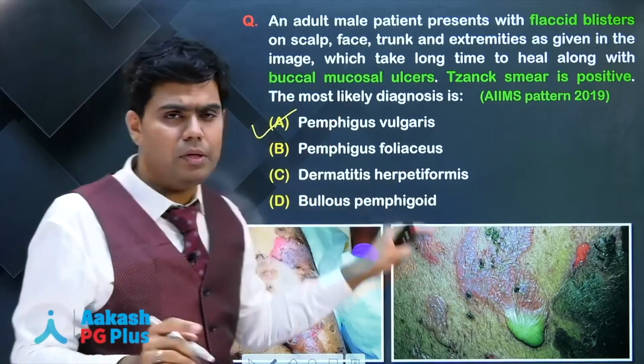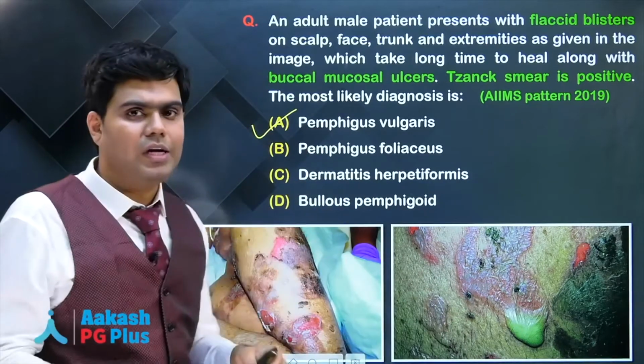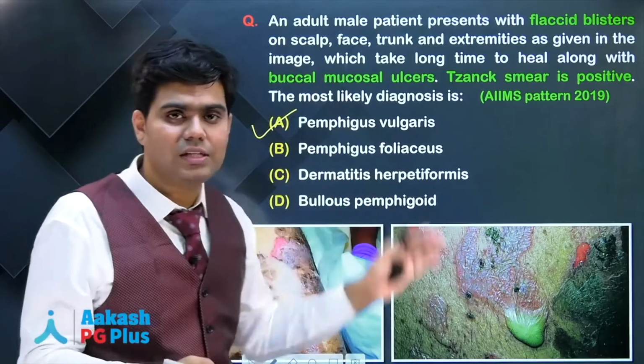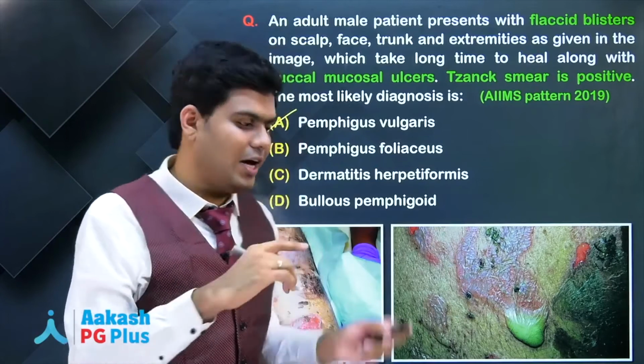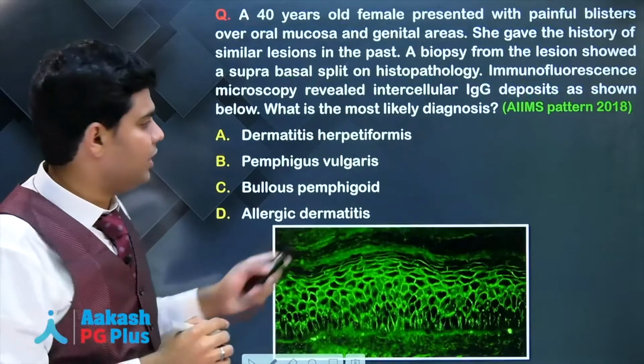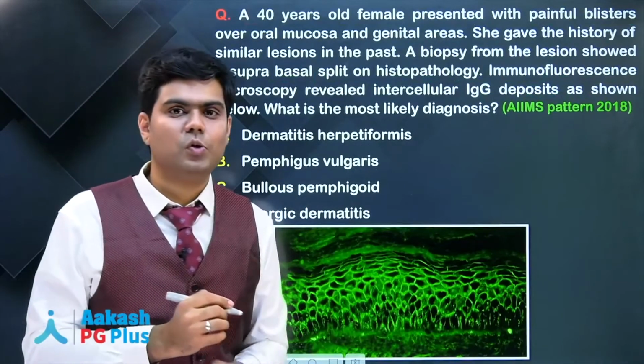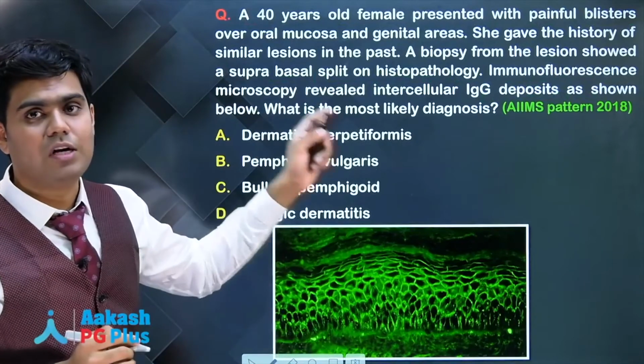What about dermatitis herpetiformis? No. Bullous pemphigoid will not have oral ulcers, will not have flaccid blisters. It will have tense blisters, right? So isn't it easy to approach this clinical scenario? One more scenario for you. So again, what is it asking?